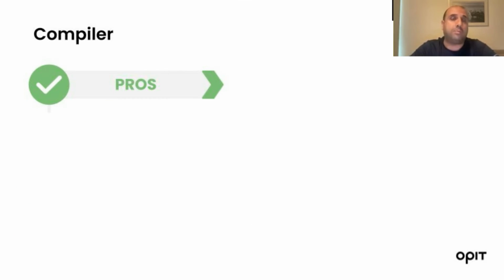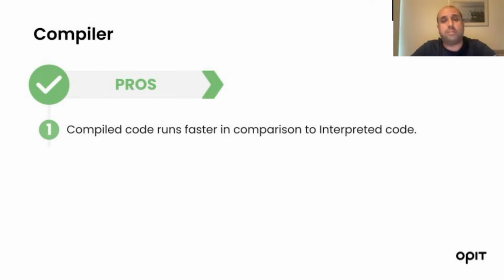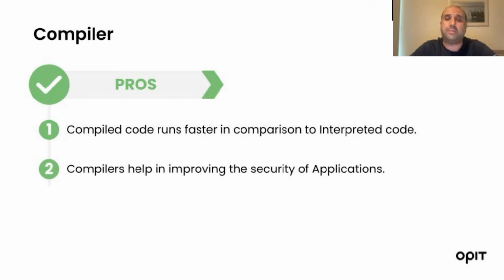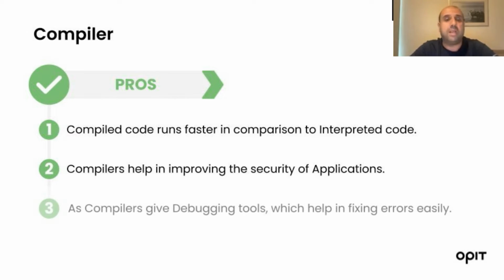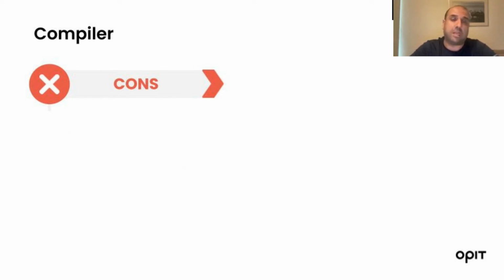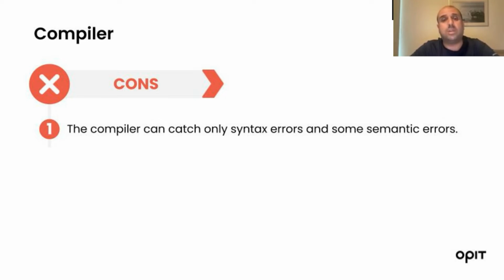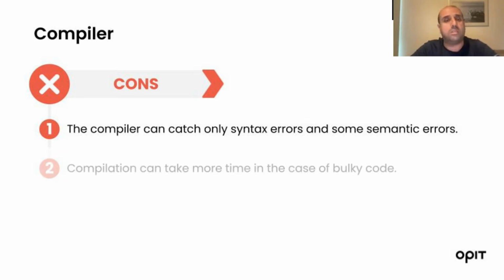What are the good points of a compiler? Compiled code runs faster in comparison to interpreted code. The compiler helps improve the security of the application, and compilers offer debugging tools that help fix errors easily. However, compilers also come with some negative points. The compiler cannot catch all the errors. It can catch only syntax errors and some of the semantic errors, and compilation can take more time in the case of bulky code.